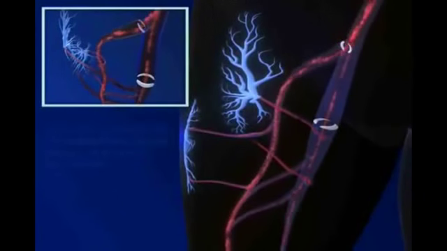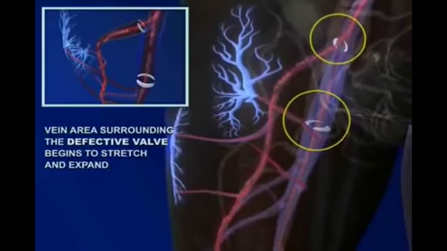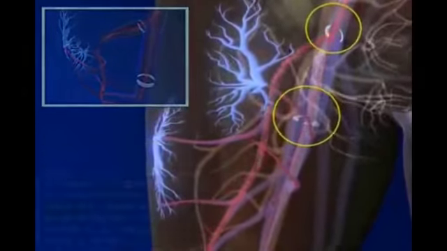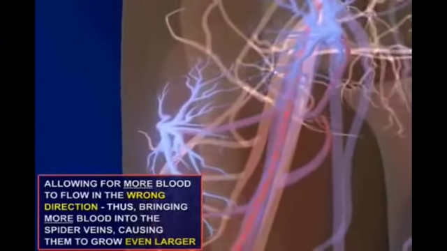The vein area surrounding the defective valves begin to stretch and expand, allowing for more blood to flow in the wrong direction, thus bringing more blood into the spider veins, causing them to grow even larger.